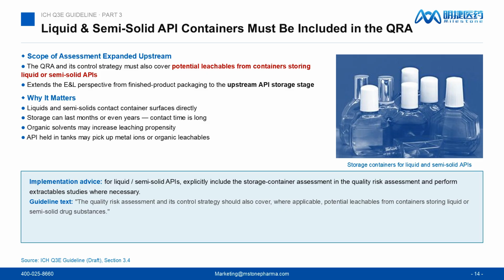Third, invisibility. Because this happens before final formulation, whatever leaches into the API carries through the entire process and ends up in the patient dose. So the guideline says, your quality risk assessment and control strategy must cover these storage containers where applicable.